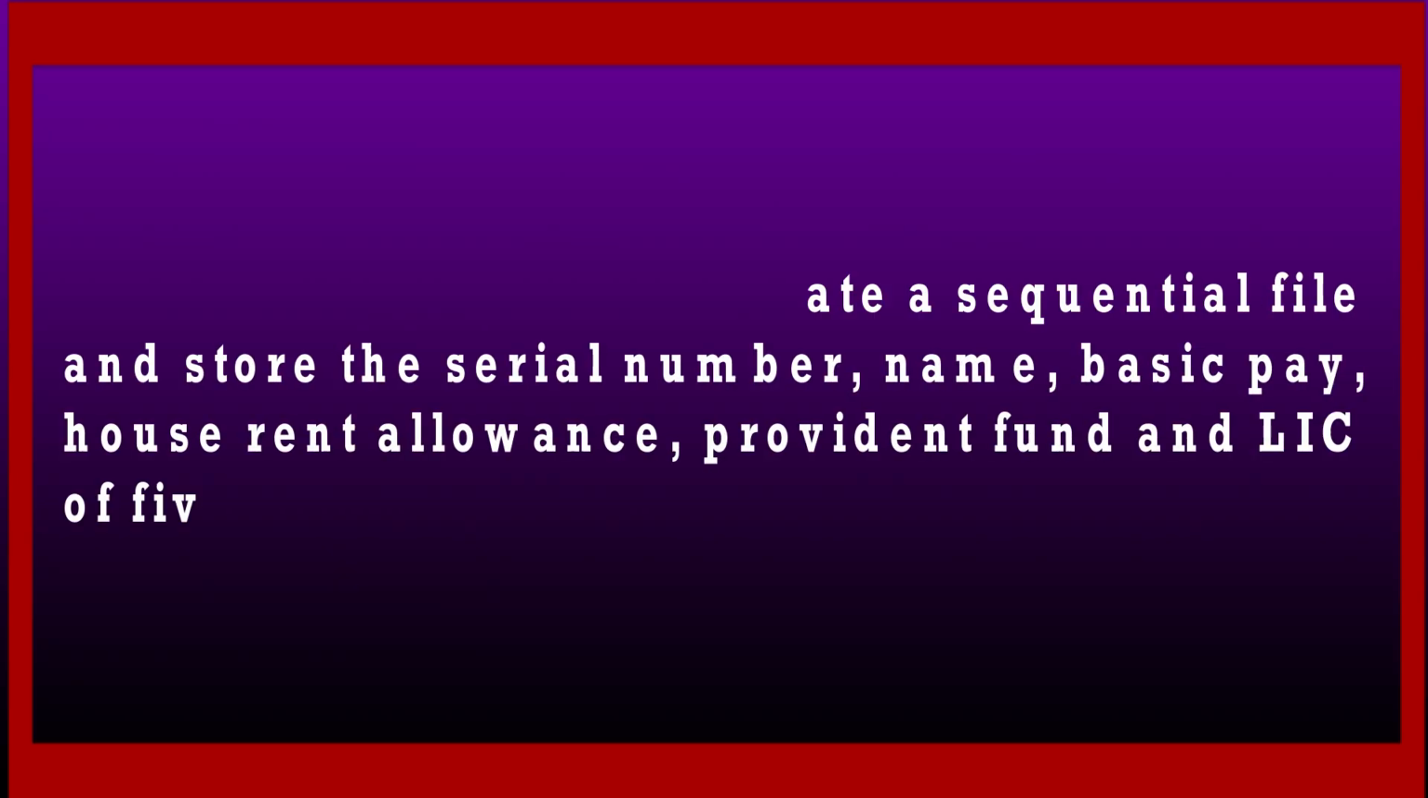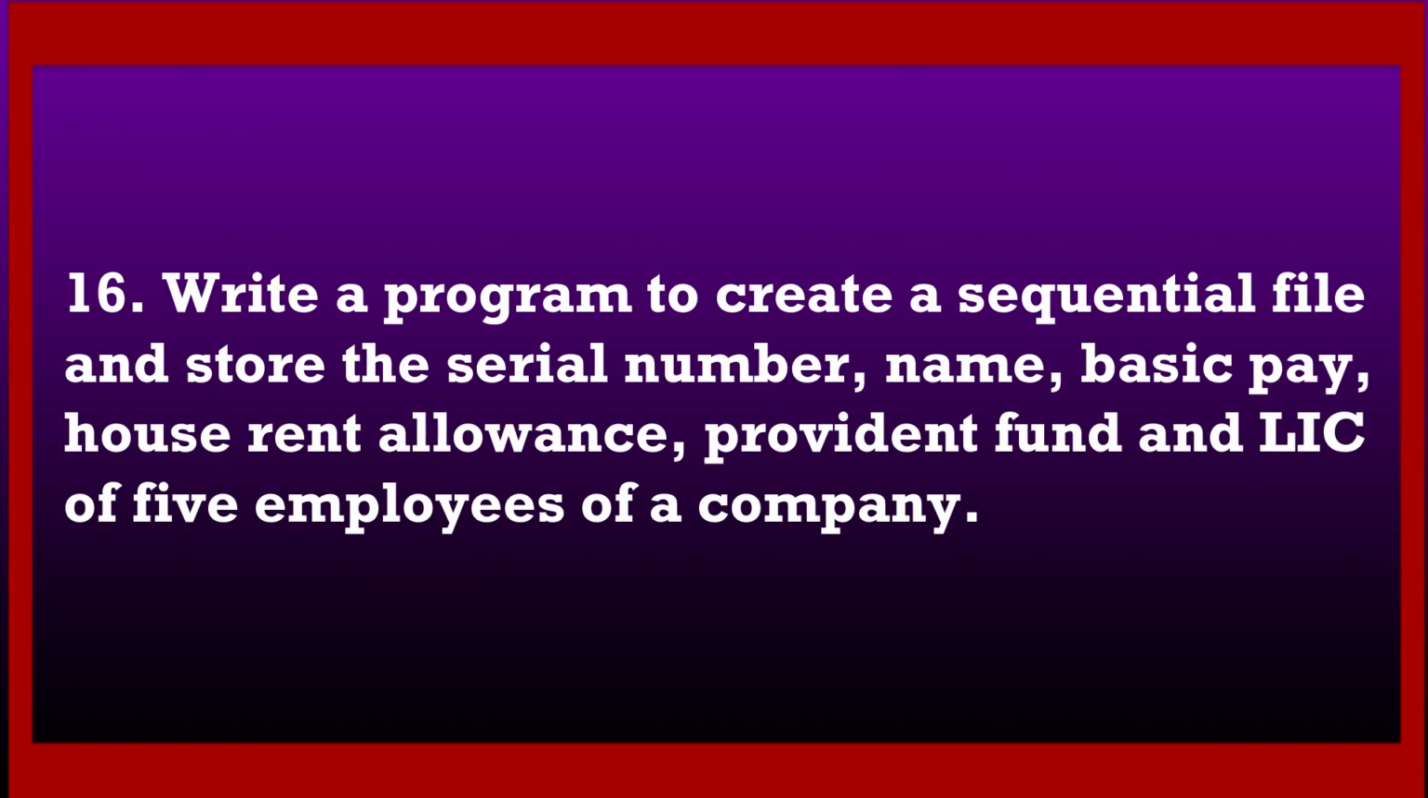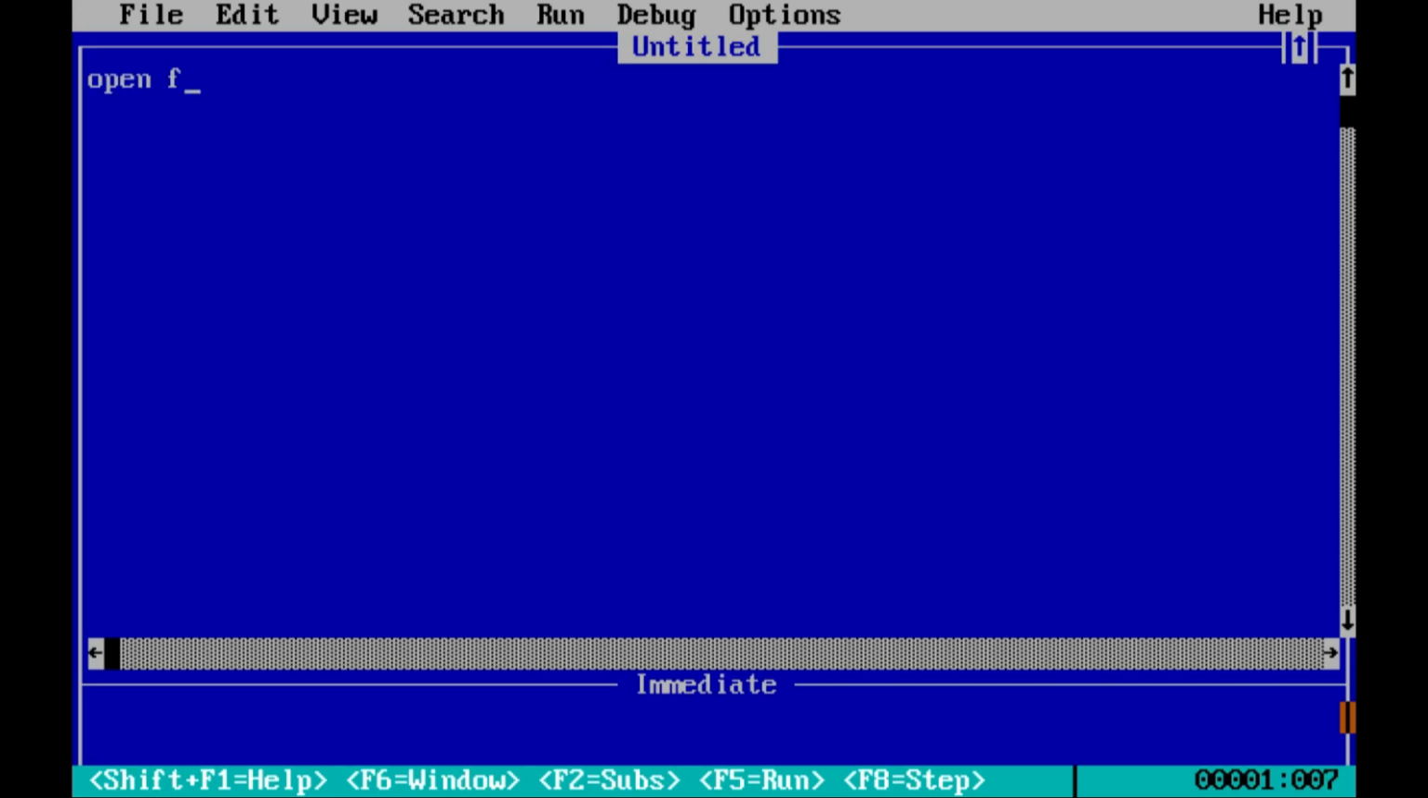16. Write a program to create a sequential file and store the serial number, name, basic pay, house rent allowance, provident fund and LIC of 5 employees of a company. We know the program of this question is simple, that we have to open the file in output mode. But here are some terms that make the question difficult that we have to understand first.